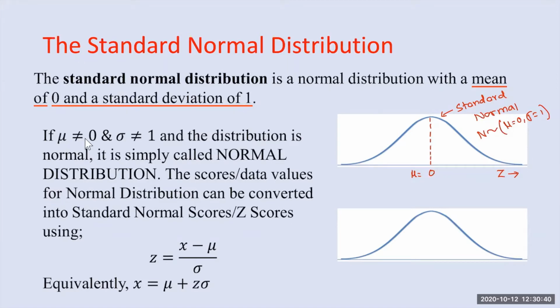Now, if the mean is not zero, the value in the middle is some other value, and the standard deviation is not 1, then this distribution is simply called the normal distribution. We are not saying standard normal. We may write it like this: normal distribution with a certain mean and a certain standard deviation. And in this case, if it is not a standard normal distribution, along the x-axis you'll have the continuous random variable x.